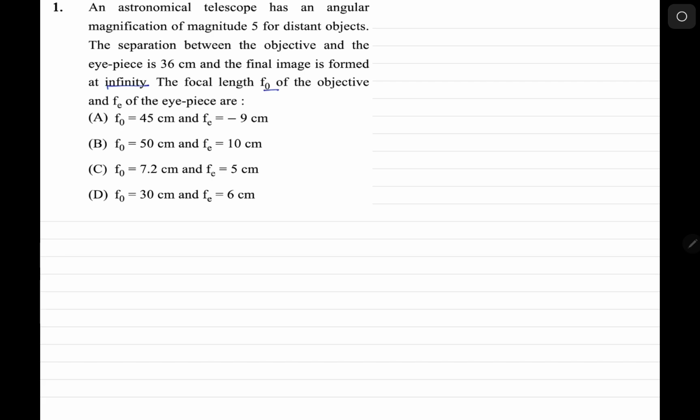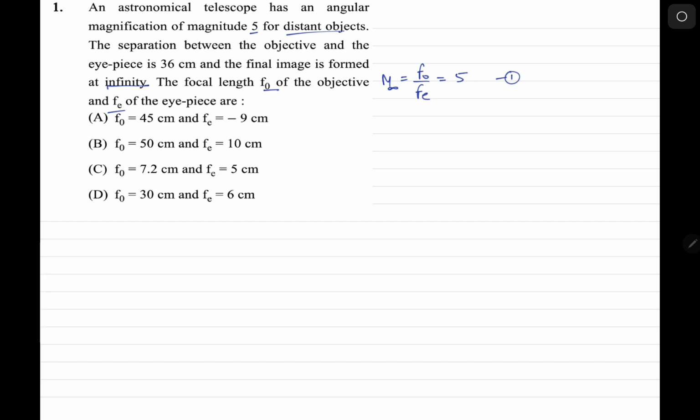The focal lengths of the objective and of the eyepiece are to be found. So from that telescope, we know the formula. When the final image is formed at infinity, the magnification is given as 5. So the formula is FO by FE. We are talking about the case when the final image is at infinity, for a distant object. So FO by FE is given as 5. That is the first thing, the magnification formula. I hope you know this one.